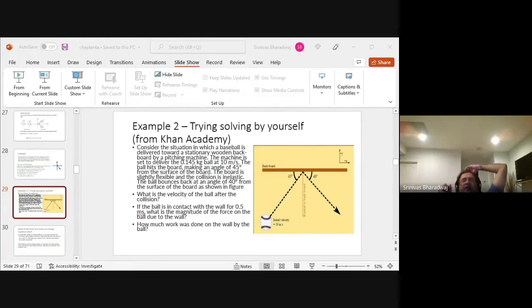1 by 3 times v, right? Therefore, m times 50 cos 30 equals 1 by 3 m times v. So m cancels. You end up with 3 times 50 cos 30, right? So in the horizontal direction alone, momentum is conserved.